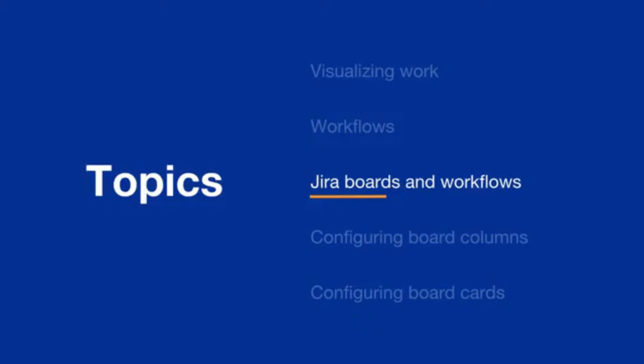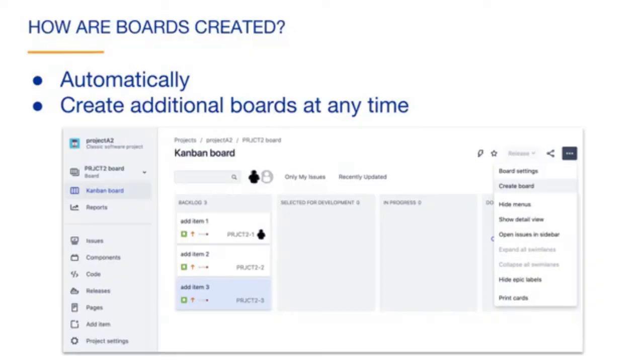Next, we will further discuss JIRA boards and workflows. Boards are automatically created when you create a project using Kanban or Scrum templates. In this example, we have created a Kanban project and you can view the board by navigating to your project and clicking on the Kanban board tab in the sidebar. You can create additional boards at any time.